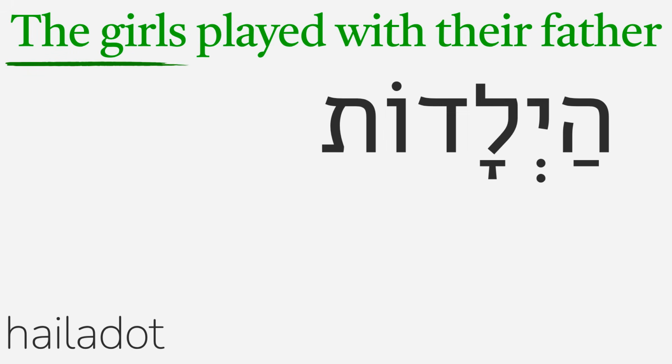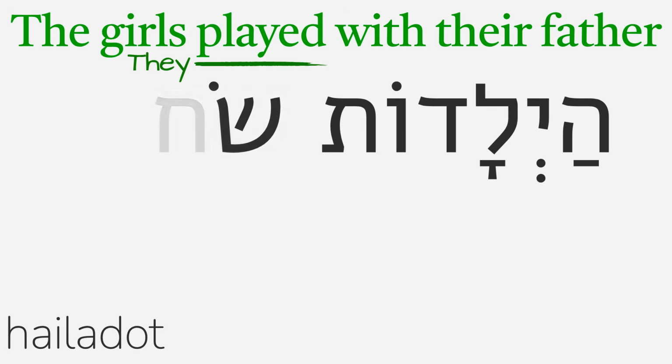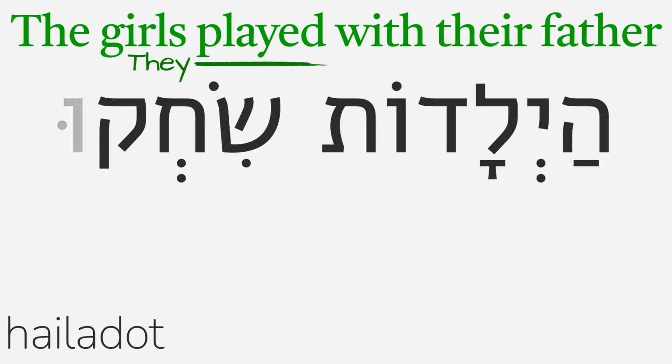Let's say the girls played with their father. The girls is hayladot. Since the girls is a plural subject, the verb played will be in the they form of the past tense. This will be a piel verb from the root sin chet kuf. To make this verb form with a regular root, we put a hirik on the first root letter, a shva on the second root letter, and add an u ending. But if the second root letter is aleph, ein, chet, or hey, that shva will need to be a patach shva. That makes the verb sichaku.